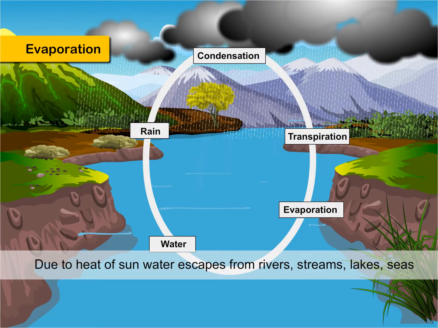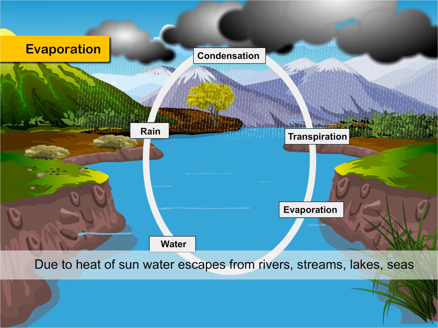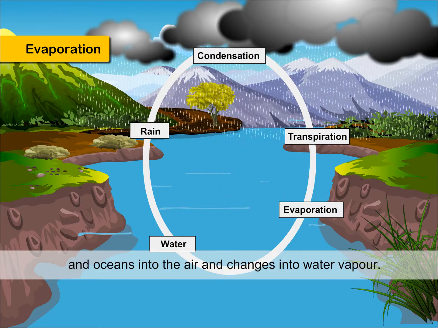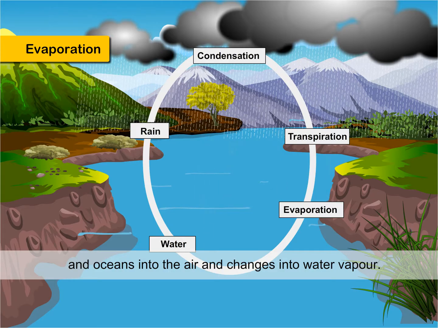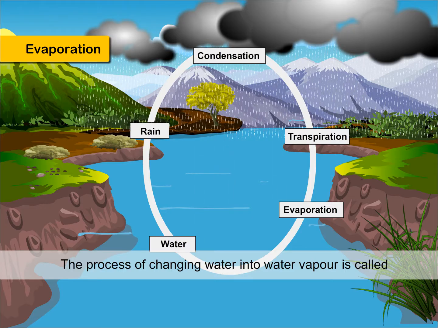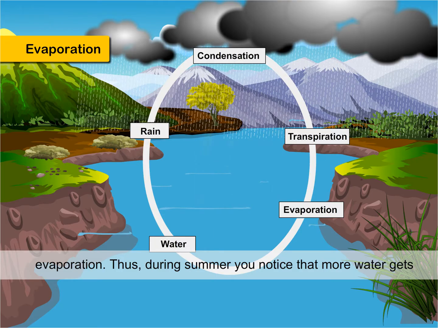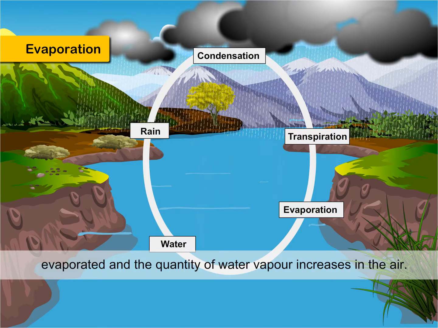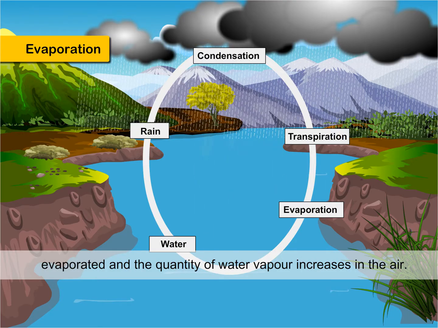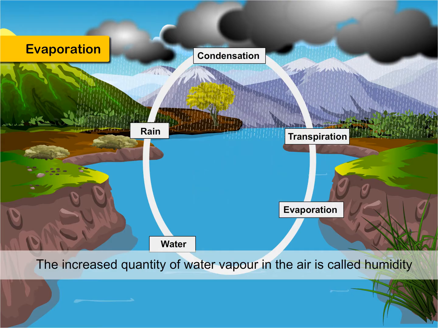Evaporation. Due to heat of sun, water escapes from rivers, streams, lakes, seas and oceans into the air and changes into water vapor. The process of changing water into water vapor is called evaporation. Thus, during summer, you notice that more water gets evaporated and the quantity of water vapor increases in the air. The increased quantity of water vapor in the air is called humidity.